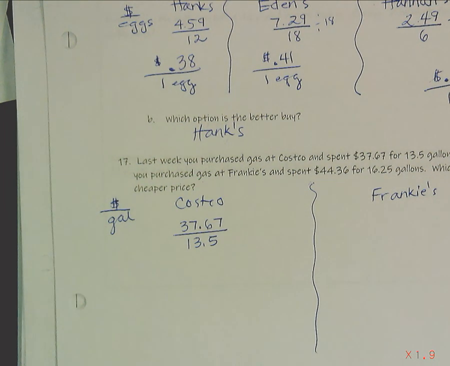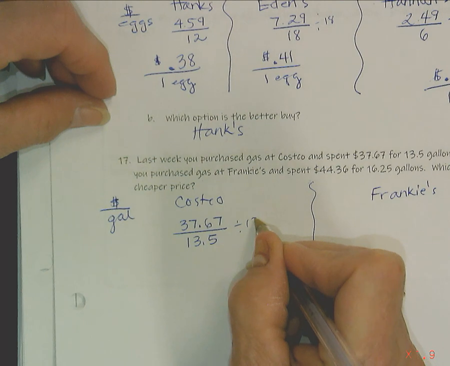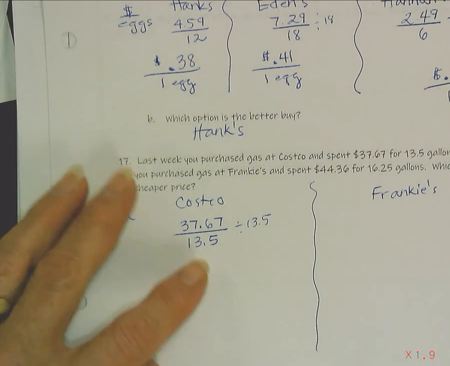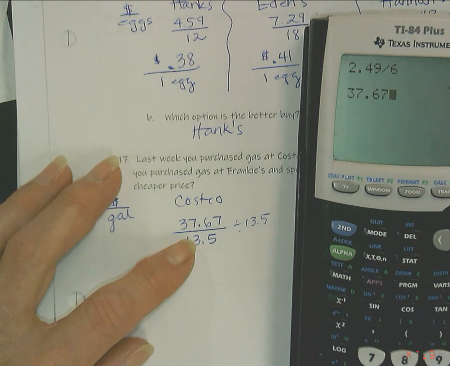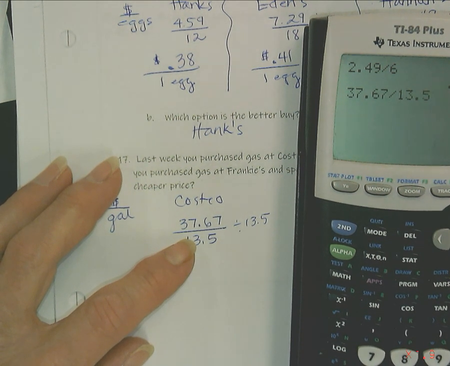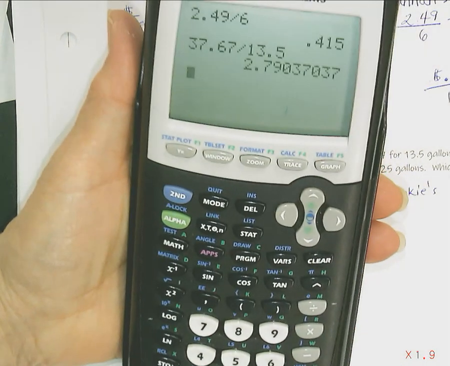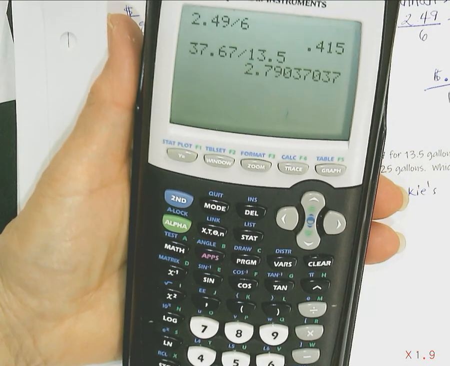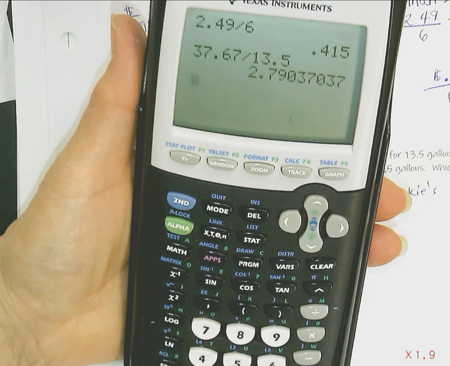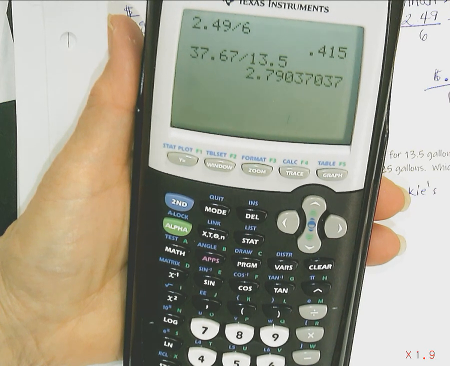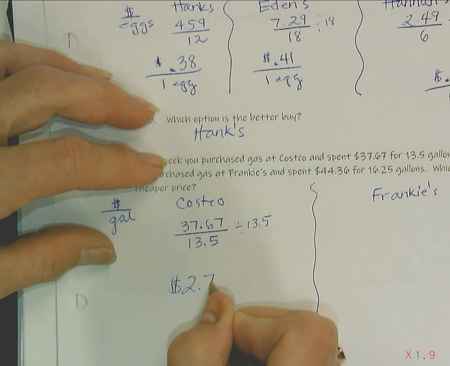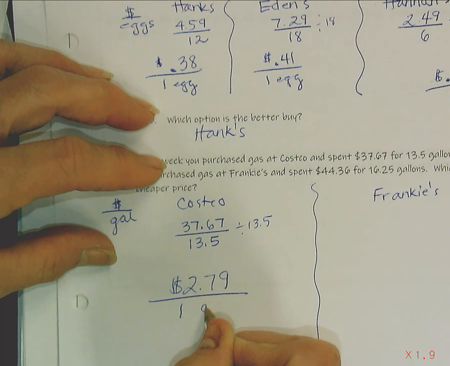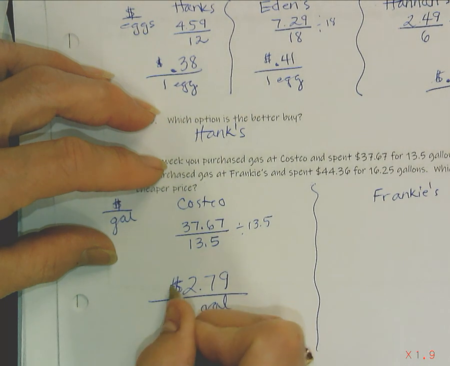Perfect. Yeah, you've got this down. So let's see how much it was at Costco. $37.67 divided by 13.5. So I got a big long number in my calculator. How much did that gas cost us? 79. $2.79 per 1 gallon. Each gallon costs $2.79.